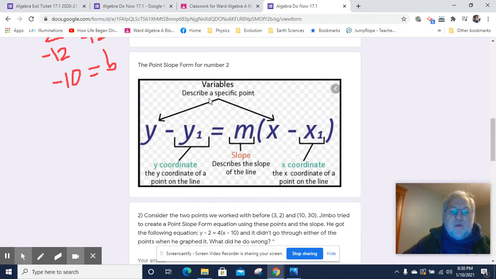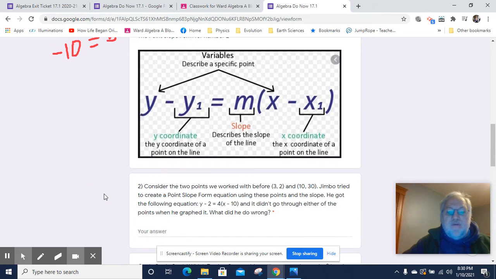Now, some of you have already done work on the point-slope form, but I'm asking you to make sense of this. So we've got the point-slope form, which says y minus some y value from a point, we'll call this point 1, equals slope times the x minus some x value from that same point. So Jimbo tried to create a point-slope form equation using the points and the slope. And so here's what he did.